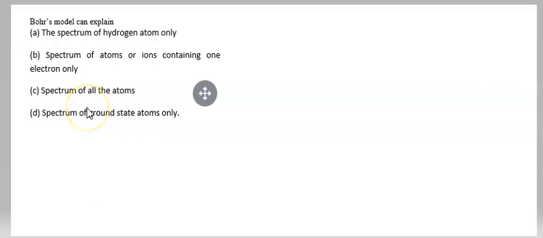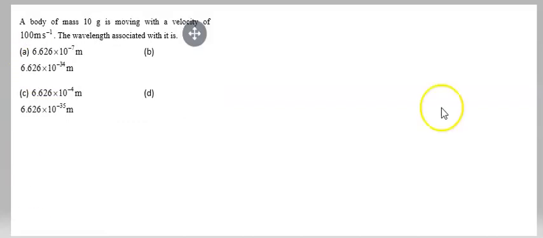So the question is, Bohr's model explains which of the following. It is a very straightforward question. Bohr's atomic model always accepts those types of elements which have only one electron. So option B will be right for this.